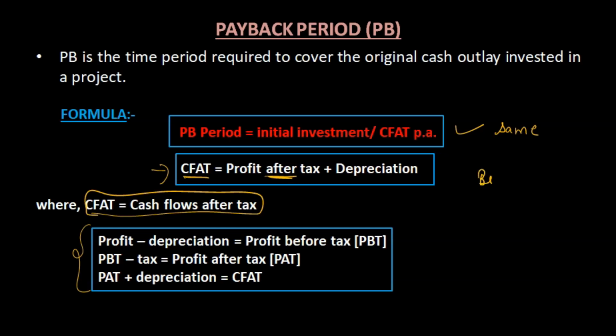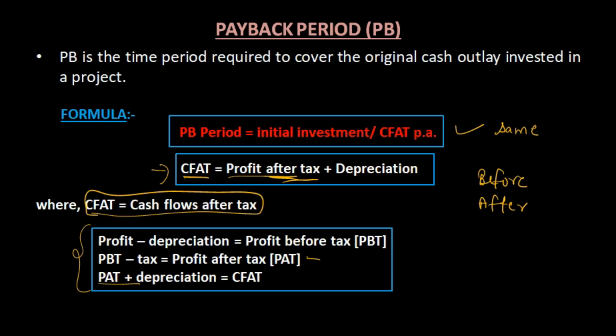So before and after, these words you have to understand. Before tax means tax is not deducted. After tax means tax is deducted. Before depreciation means depreciation is not deducted. After depreciation means depreciation is deducted. If before, not deducted. After, deducted. So what do we need in CFAT? We need profit after tax, which means deduction of tax, plus depreciation. So CFAT is profit after tax plus depreciation.